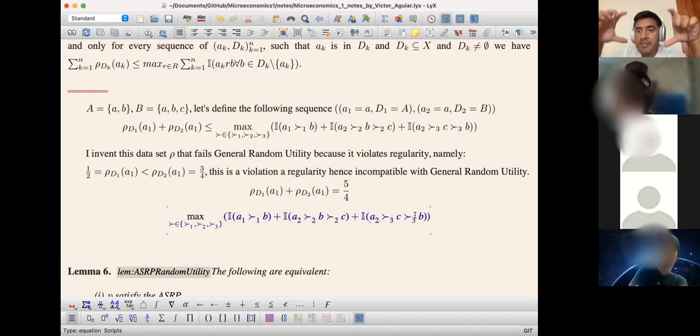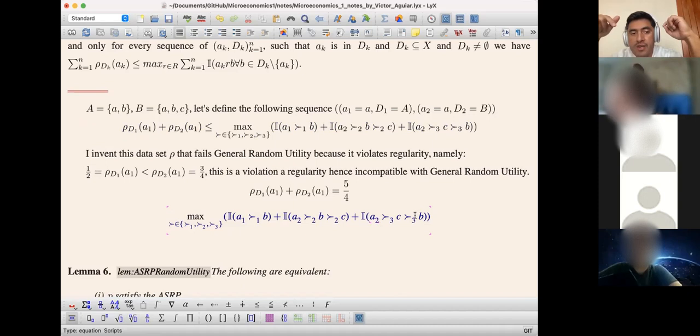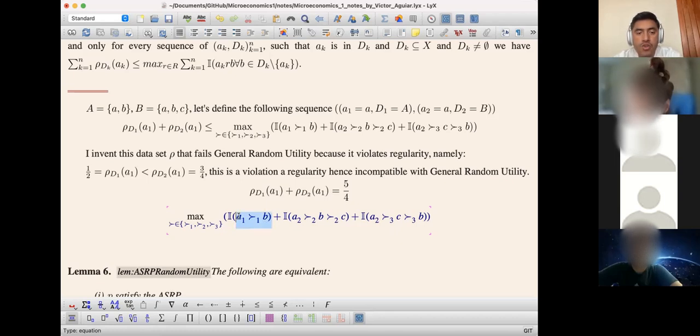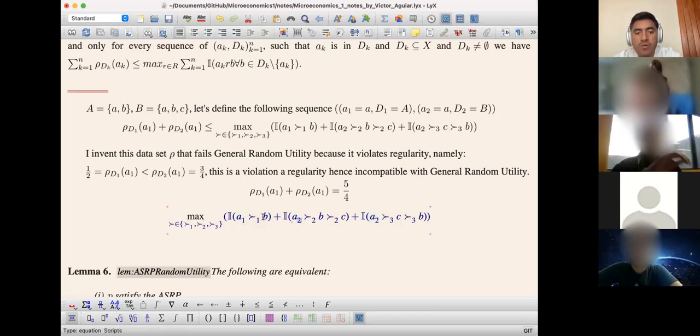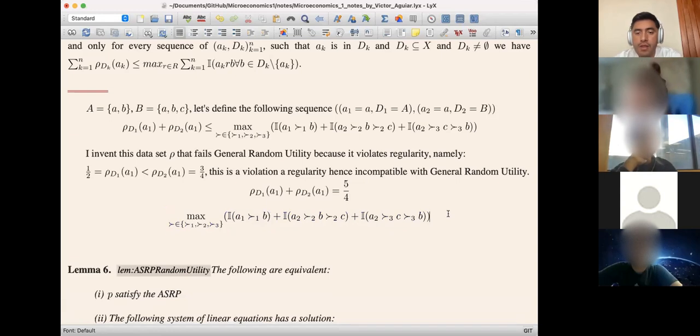Now, if I'm maximizing this summation, I have to pick one of the rankings: ranking 1, ranking 2, or ranking 3. These rankings are not repeated. So essentially, this number will always be 1. Because if I pick, for instance, ranking 1, it will give me this condition here, which is 1, and this condition here will be 0, and this will be 0. If I choose ranking 2, then this will be 1, this will be 0, this will be 0. And if I choose ranking 3, this will be 1, this will be 0, and this will be 0. So this condition here would be equal to 1.